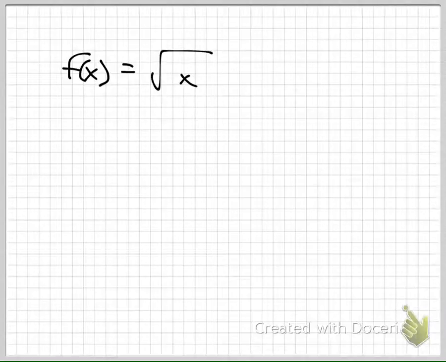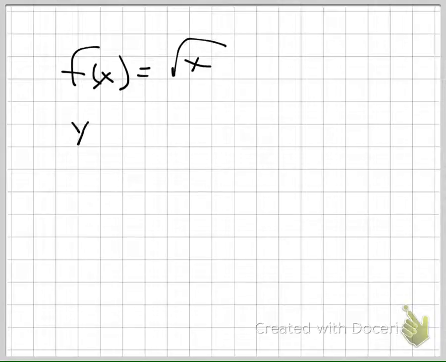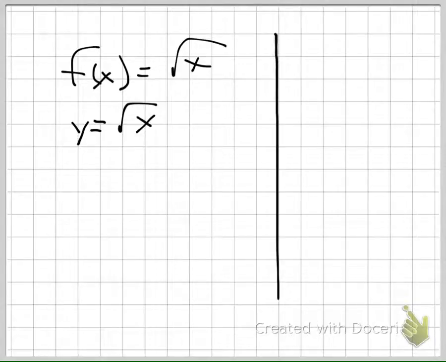Here's what it looks like, people. Let's do it. F of x can be written as y, right? I am going to make this bigger. So f of x equals the square root of x. So y is the square root of x. And so now we're going to draw our graph.